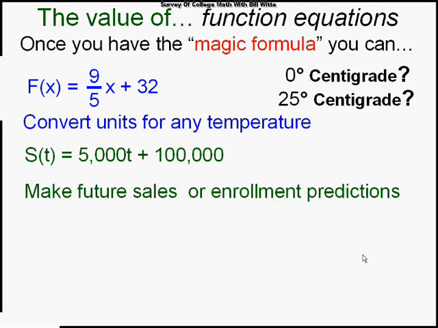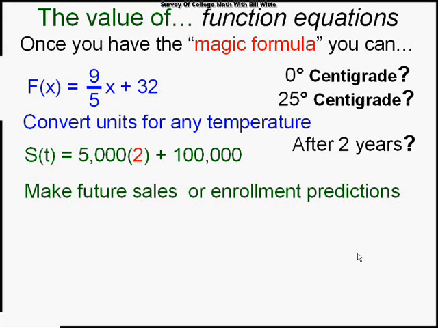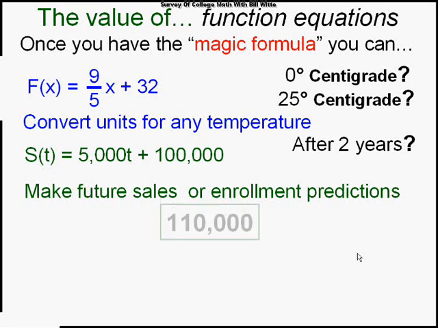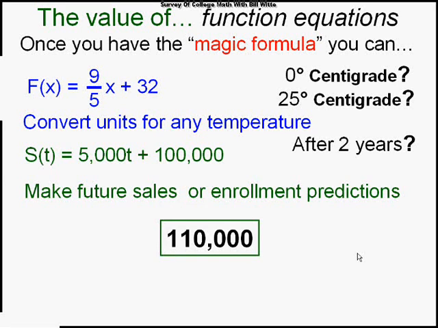I may have a function to make predictions in sales or for enrollments at schools or whatever. Okay, here's an example. S of t. Well, t usually stands for time. After 2 years, hopefully you'll be able to tell me what number of people would be perhaps at this university, we'll say. How many students, S students after 2 years? Well, I'll put in a 2. And 5,000 times 2 plus 100,000, well, that function can be useful. It can tell me in 2 years, the future, I'm going to have 110,000 students.